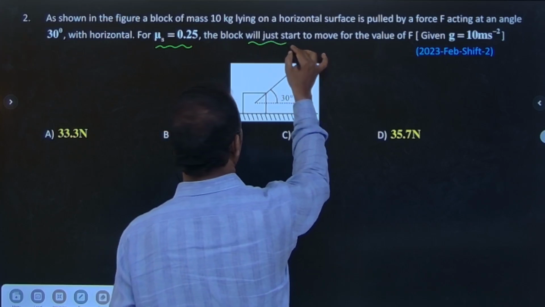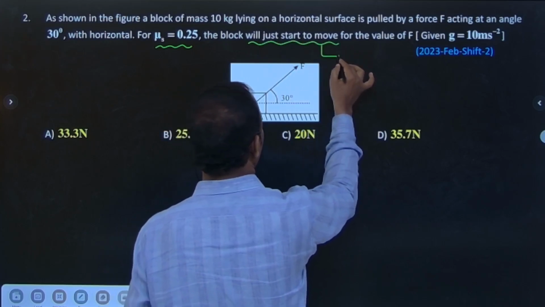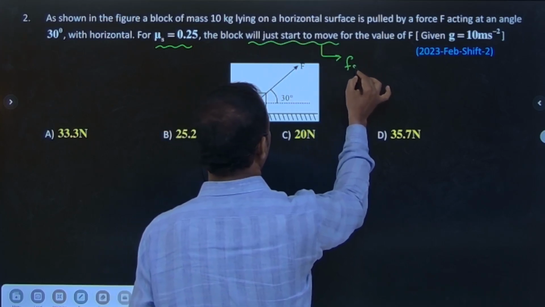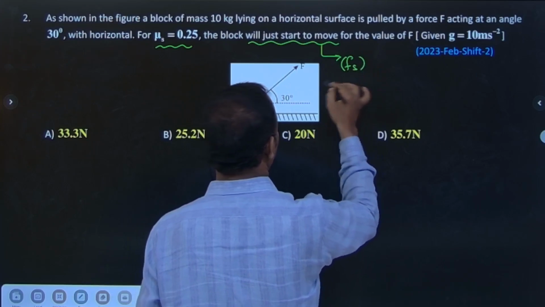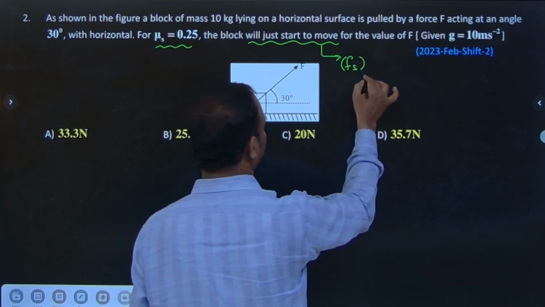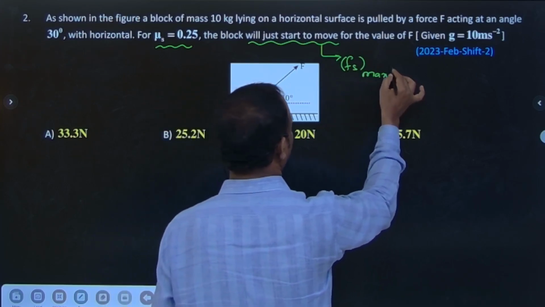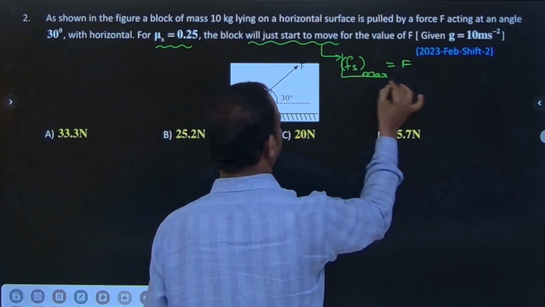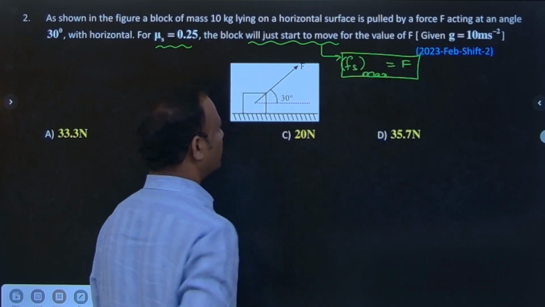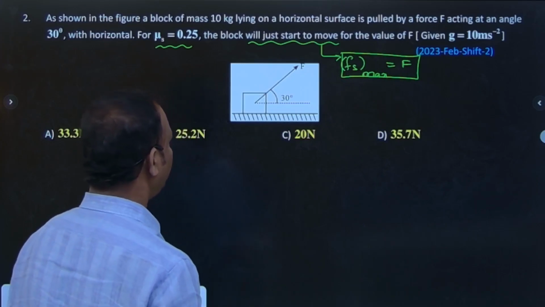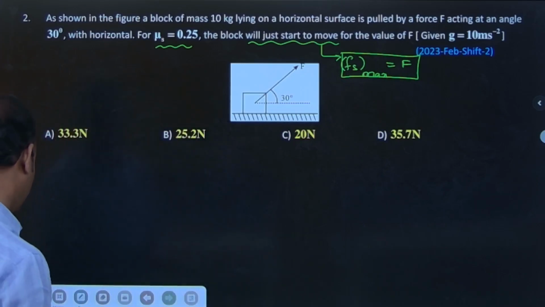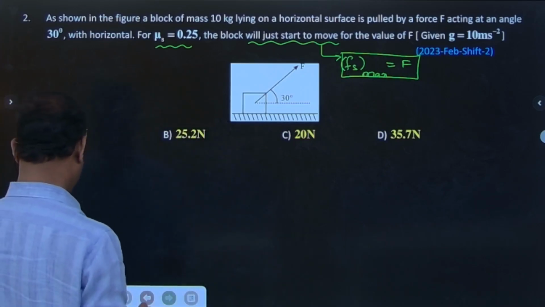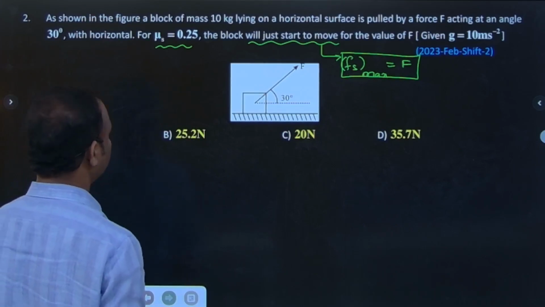The block will just start to move. Just starting to move means we have to remember that the maximum static friction, the limiting one, equals the applied force. This is the condition. Then we are asked to find the value of F. So the question from here now I'm choosing is this.